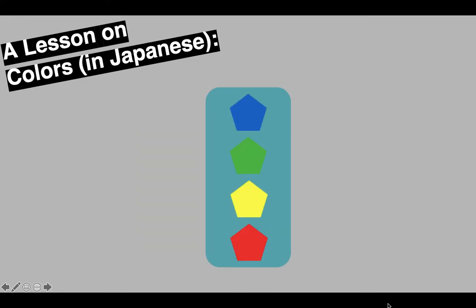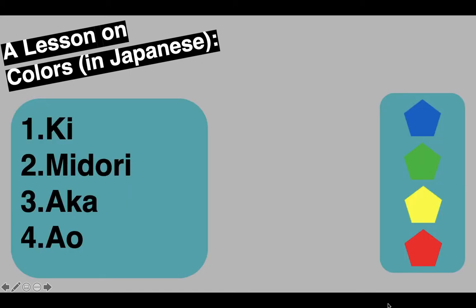Now that you've learned the pronunciations, let's learn what each of them mean. Aka means red. Ao means blue. Ki means yellow. Midori means green. Now, let's see if you can match each Japanese word to its corresponding color. Please pause the video to see if you can match the word to its corresponding color.